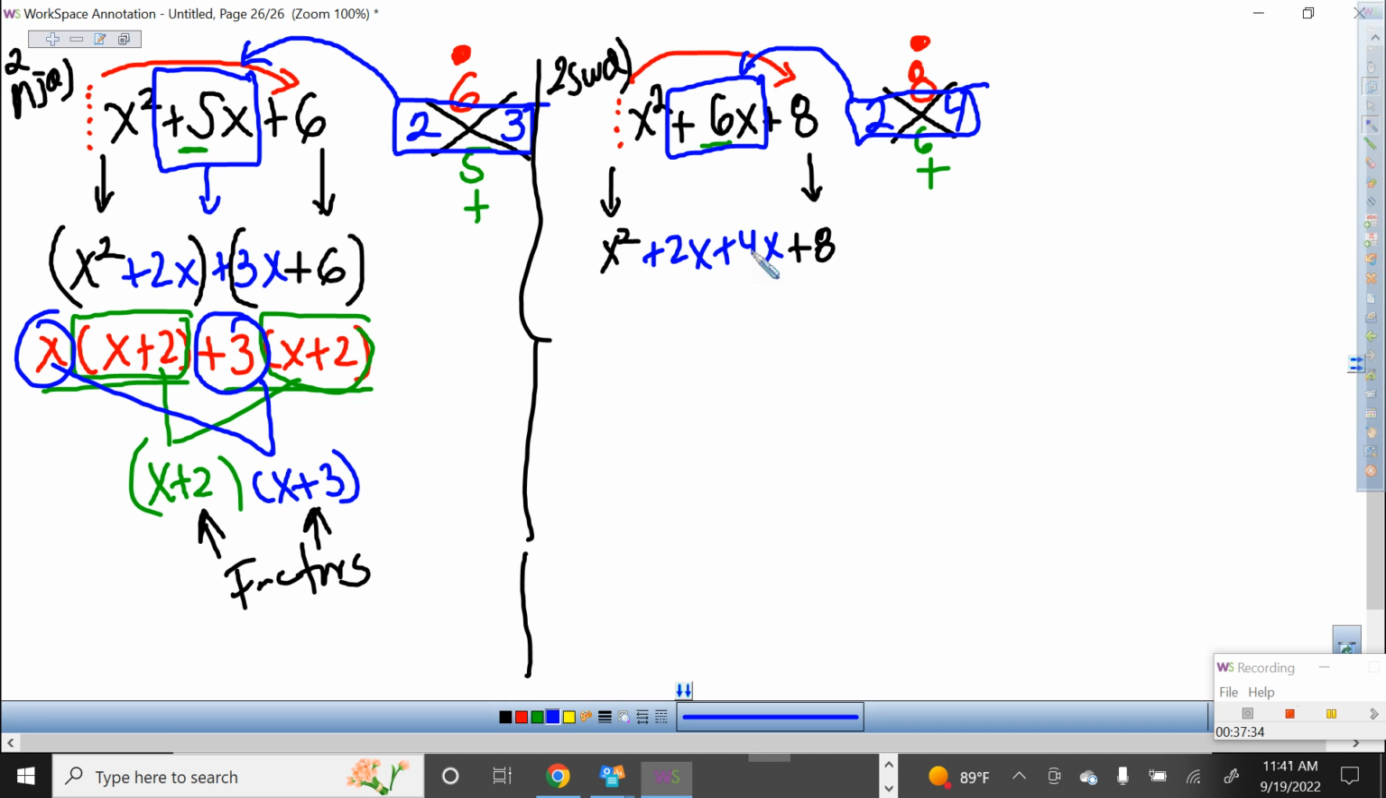How are we doing? All right, let's group the first two and the last two. And we start the process one more time. What is the GCF for the first two? X, and we're left with x plus 2. What's the GCF for the last two?